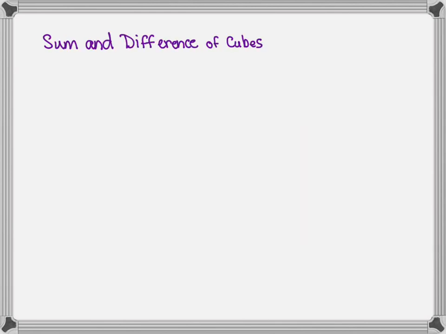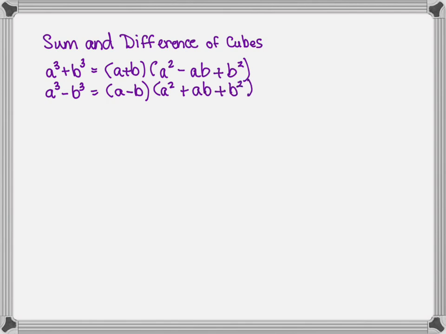Okay, let's look at sum and difference of cubes. Now, unlike a difference of squares, we have both a sum and difference of cubes. The sum of cubes formula is a cubed plus b cubed equals a plus b times the quantity a squared minus ab plus b squared. The difference of cubes formula is a cubed minus b cubed equals a minus b times a squared plus ab plus b squared. Let's look at an example.